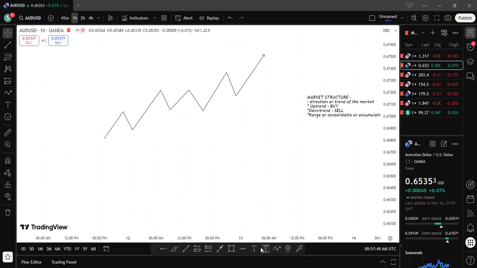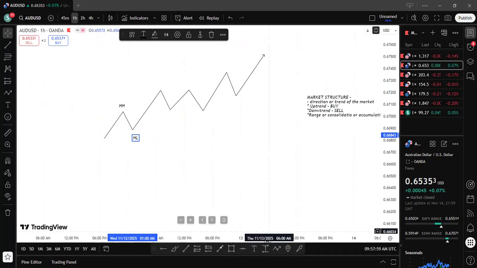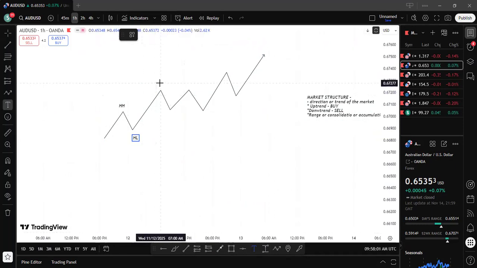We have a new higher high here, a new higher high at this point, a higher high at this point. All right, then we see a higher low at this point. Then we will see another higher high at this point.